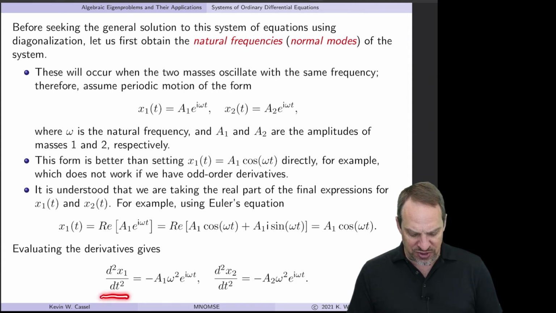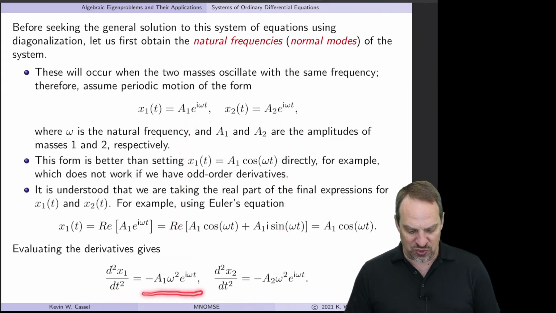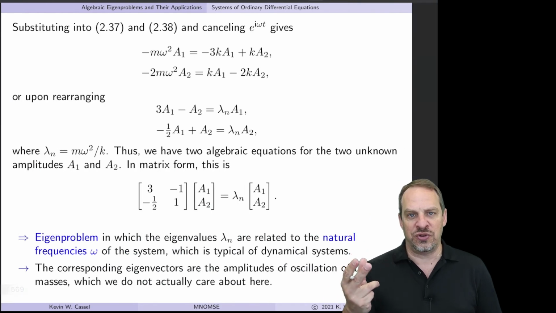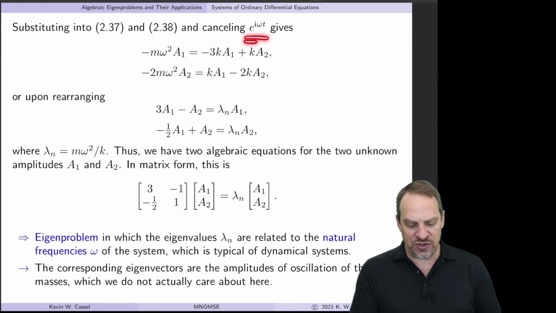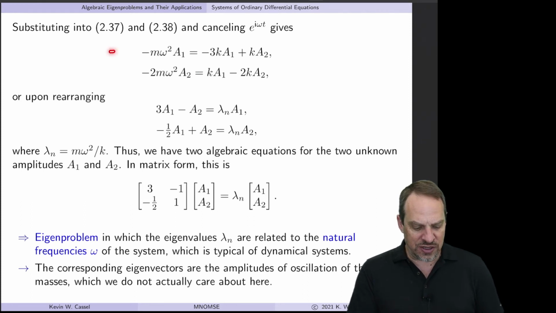I need x1 double dot and x2 double dot. So I take two derivatives of each of these, and I get minus a1 omega squared e to the i omega t, and minus a2 omega squared e to the i omega t. When I substitute these into our two governing equations, the 237, 238 equations of motion, every term is going to have this e to the i omega t factor in it. I can cancel all those out of both equations, and I end up with these two algebraic equations.